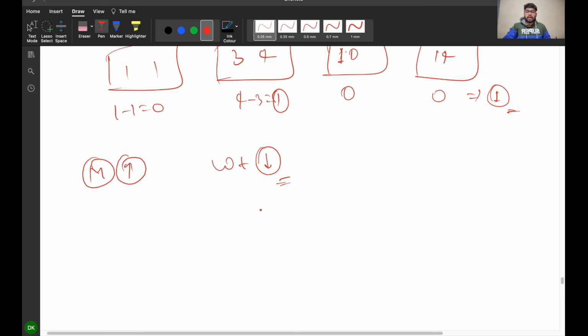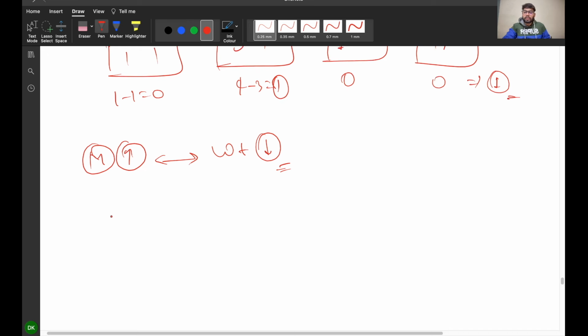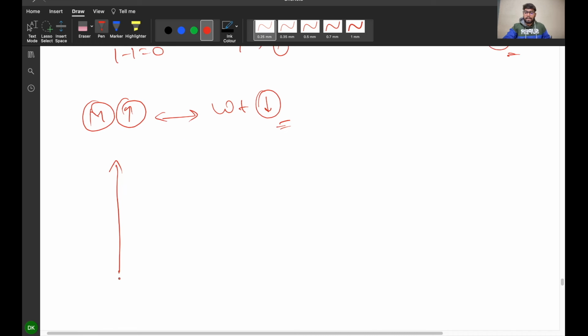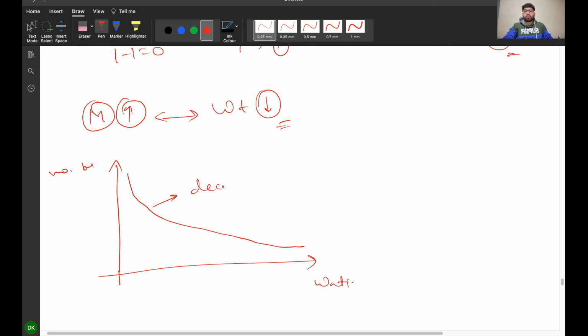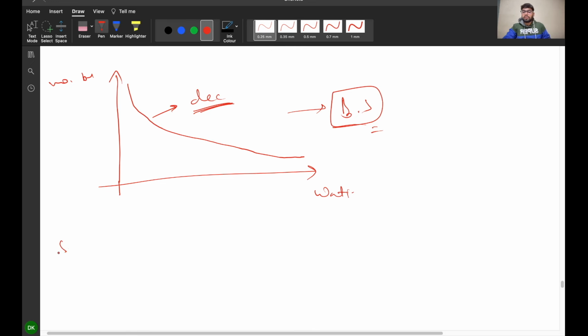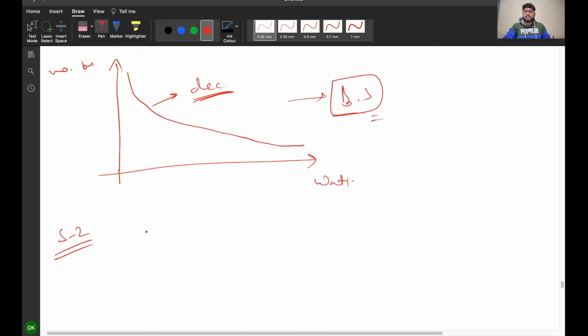So here we can relate the number of buses and the waiting time in a monotonic manner. If this is the waiting time and this is the number of buses, then if we increase the number of buses, the waiting time decreases, and if we decrease the number of buses, the waiting time increases. Overall this graph is decreasing and it is a monotonic function. So we can simply say that we can apply binary search here. Now we have to check step 2. What is step 2? Cutoff limit.